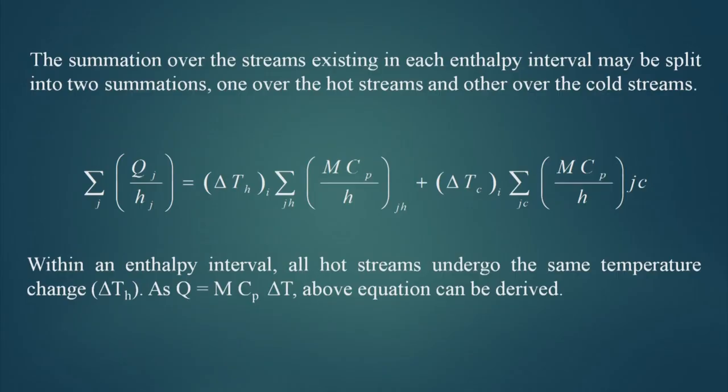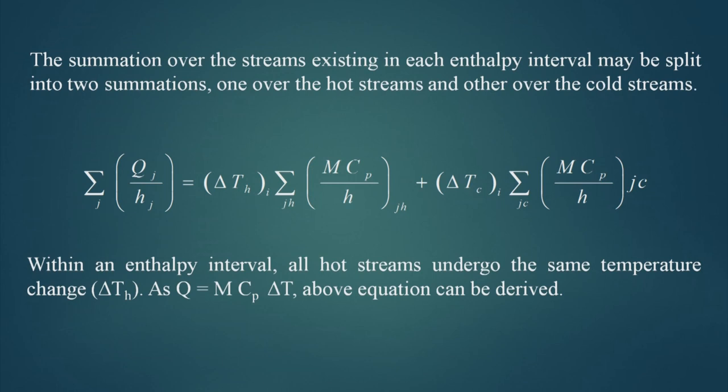Now, we know that q can be expressed in terms of the formula q equals m c_p delta T. Now, in the ith interval, the delta T for all the hot streams is equal. Similarly, the delta T for all the cold streams is equal. Hence, the summation over j of q_j by h_j can be written as delta T_h for the ith interval times the summation over the hot streams j_h of m c_p by h_j_h, plus delta T_c for the ith enthalpy interval times the summation over the cold streams j_c of m c_p by h_j_c.